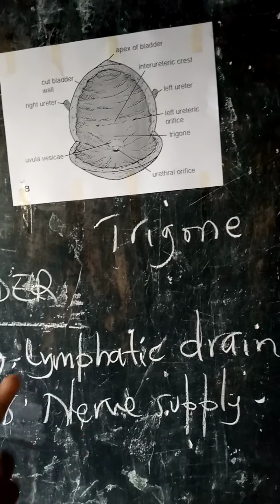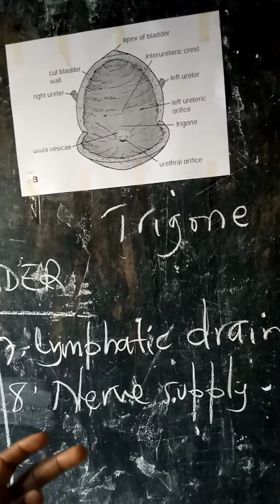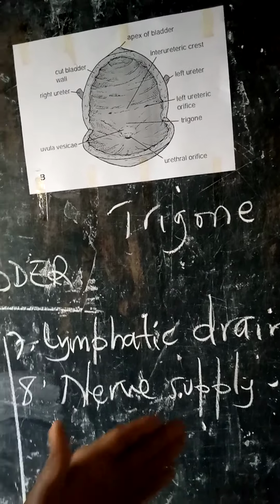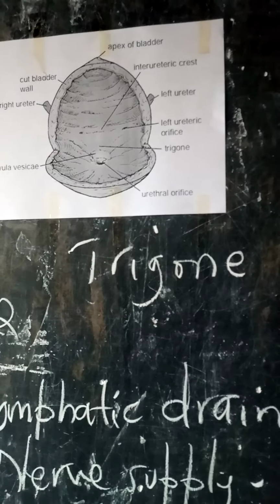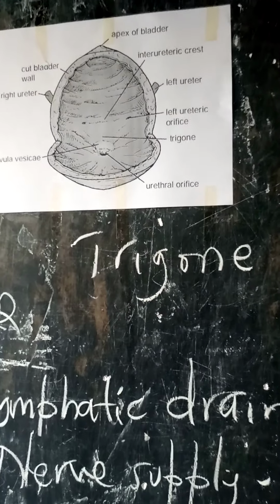Then the other two lines that form the triangle are the lines joining from the ureteric orifices to the internal urethral meatus, or the urethral orifice, which is here. So the lines are here and this one. They form the triangle. That is the triangle formed, and that is the trigone.